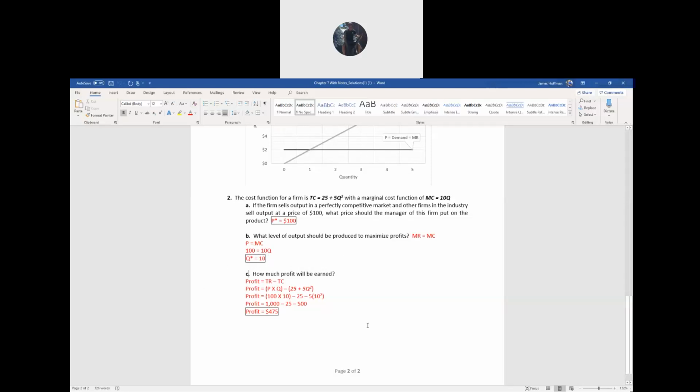Okay, how much profit will be earned? Remember, profit's just total revenue minus total cost. Total revenue is the price of the good times how much they sell, right? And then cost is, here's the cost structure. So here's the total revenue, and then subtract the cost.